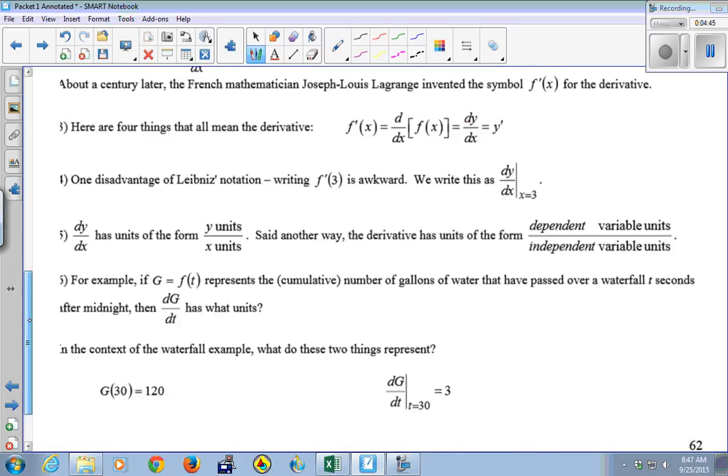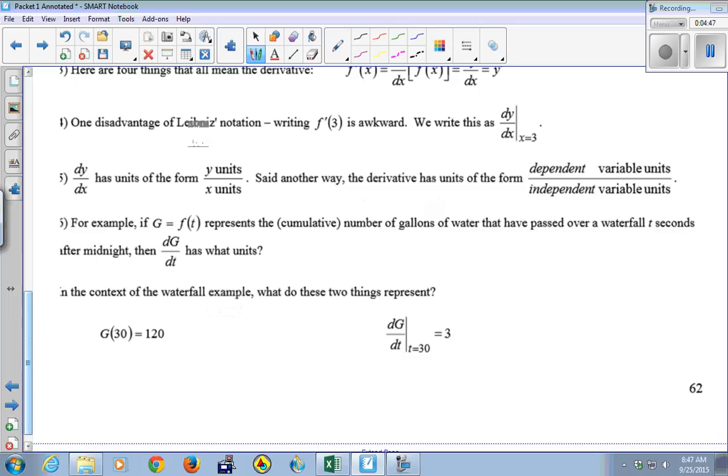And it has units, y units over x units, right? Because delta y over delta x, y units over x units. So, or if we're dealing with variables other than y and x, it has units dependent variable units over independent variable units.